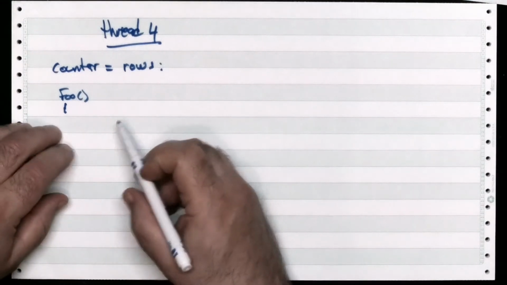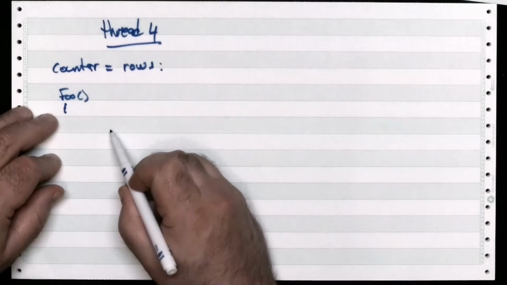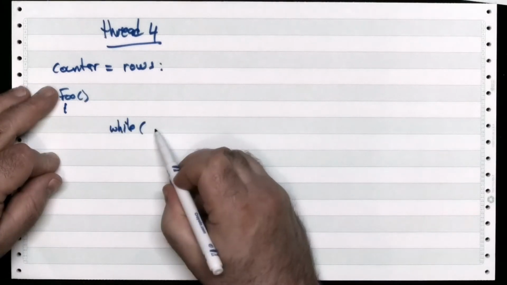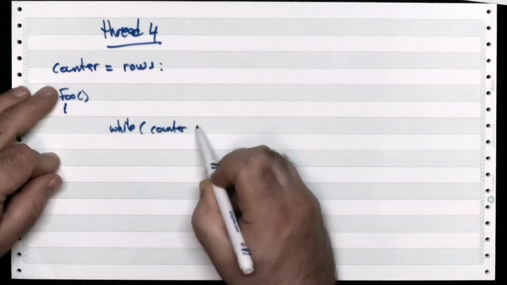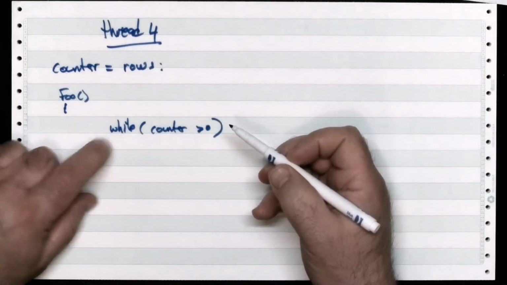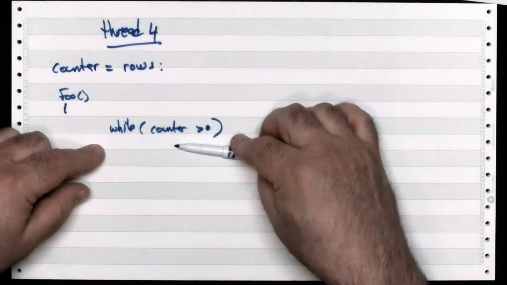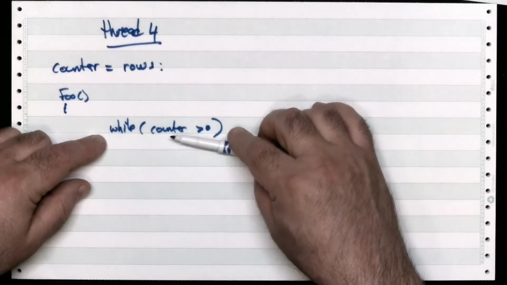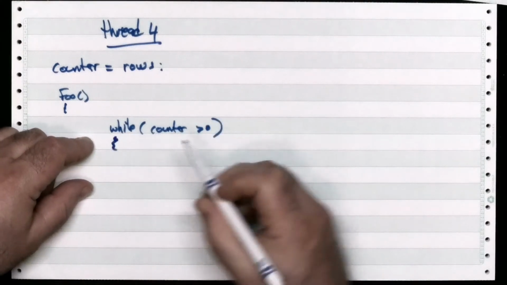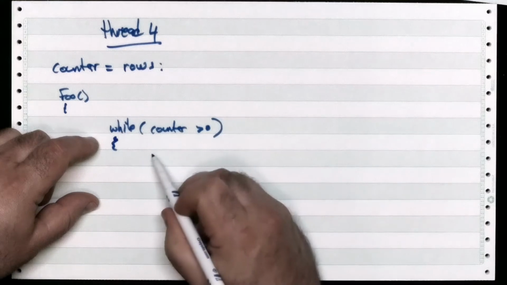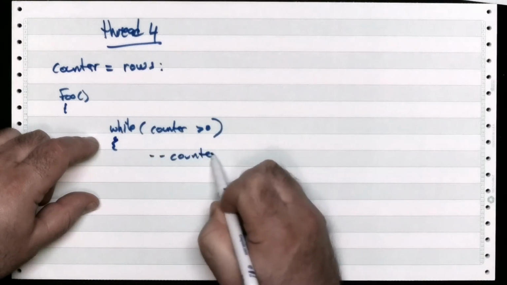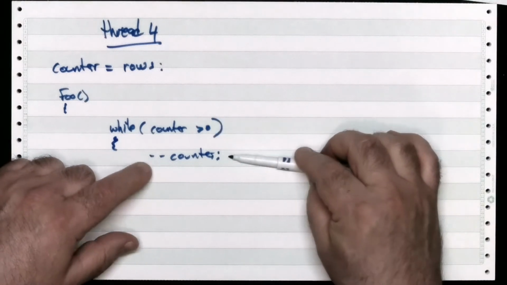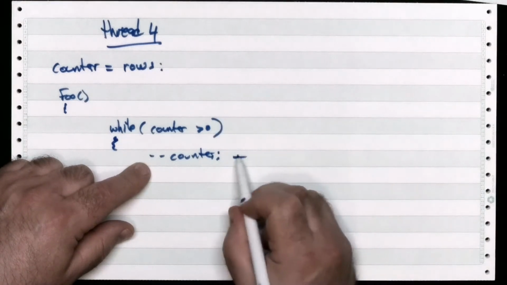So maybe we'll do something like this, right? While counter is greater than 0. Okay, right? The very last row in the whole table would be row number 0, and then we would be done. So I'm going to say while counter is greater than 0, maybe I can do something like this. I'll just say minus minus counter. Right? Because this would be the row that I need to work on. Okay, this is my row.